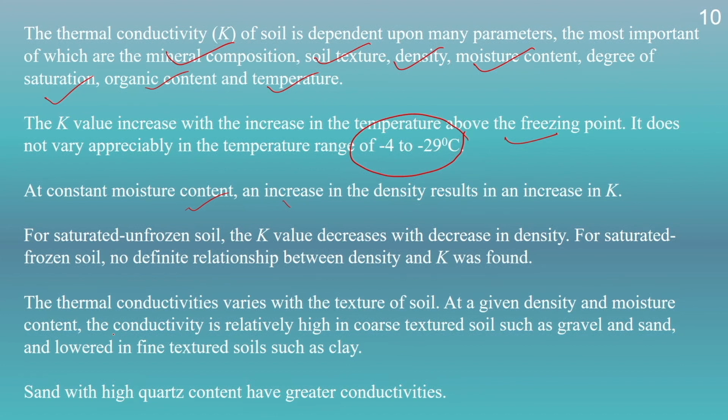The thermal conductivity varies with the texture of the soil. At a given density and moisture content, the thermal conductivity is relatively high in a coarse textured soil such as gravel and sand, and lower in fine textured soil such as clay. Sand with high quartz content has a higher value of thermal conductivity.